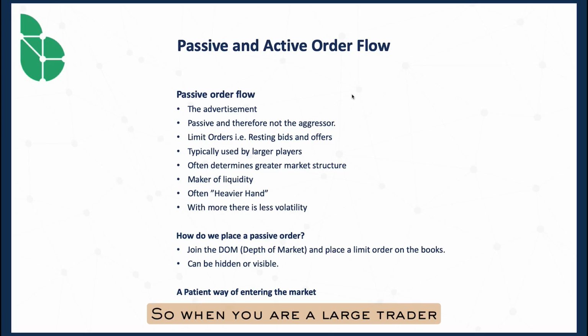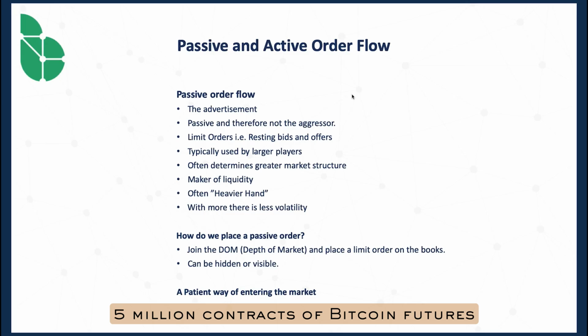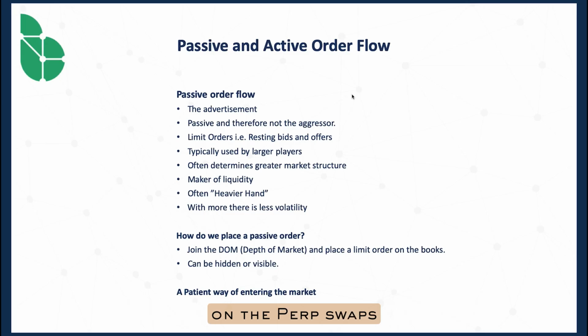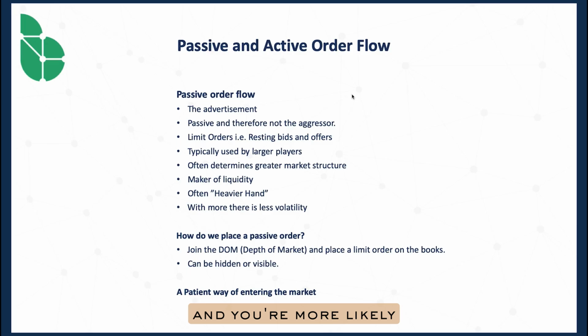When you are a large trader or a large investor, if you were to get out of the market all at once with market execution, you would pretty much reveal to the rest of the market what your intentions were. If, let's say, you sell 5 million contracts of Bitcoin futures on the perp swaps, and it's at the top of a structure, well, you pretty much just told everyone that you want to be out of the market, and you're more likely at that point going to influence the market.